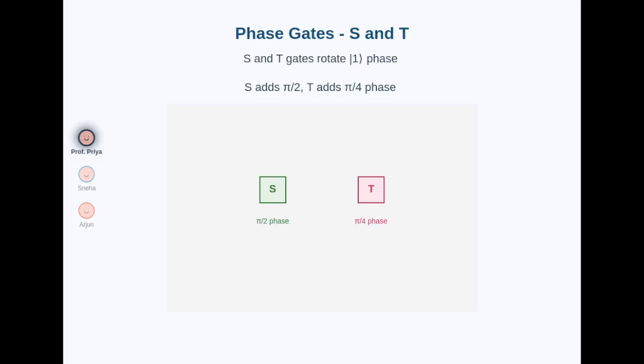Phase gates like S and T rotate the phase of the 1 component. The S gate adds pi by 2 phase, while the T gate adds pi by 4 phase. These create precise rotations on the Bloch sphere.